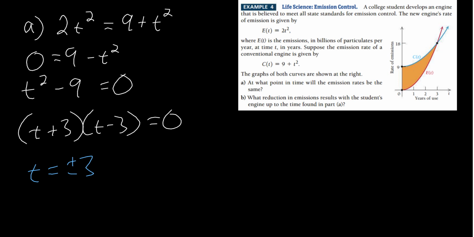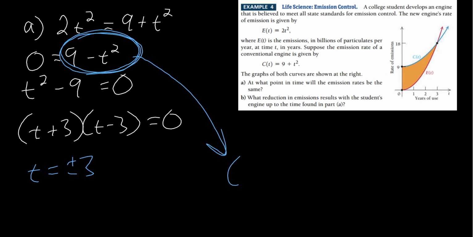Now real quickly, I'm going to look at this because some of you might not want to change it to having a positive t. Well, this is still a difference of squares, right? This would just end up being 3 plus t, 3 minus t is equal to 0, and we're still going to end up with t is equal to plus or minus 3.